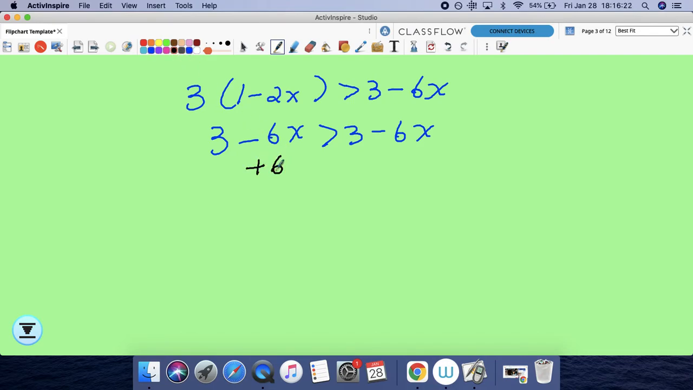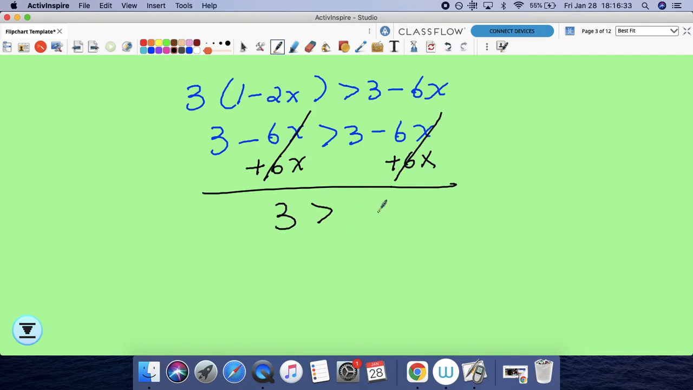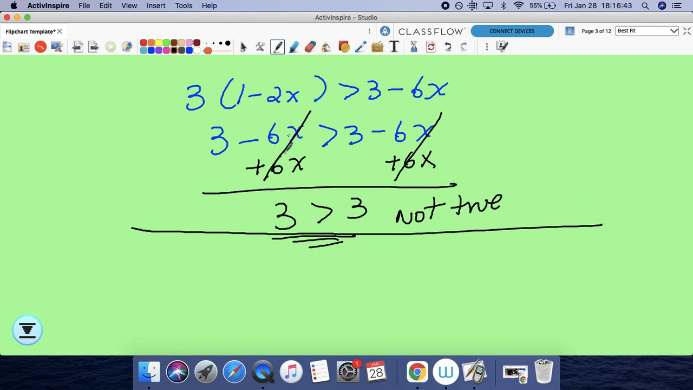Well, if I get rid of this guy, that becomes 0. I'm left with 3. And this also becomes 0. I'm left with 3. And is this a true statement? Not true. Because these two, as you can tell, will eliminate each other. It doesn't matter what value of x you put in here, they still will cancel each other out, leaving you with 3, which is not greater than 3. So this has no solution.